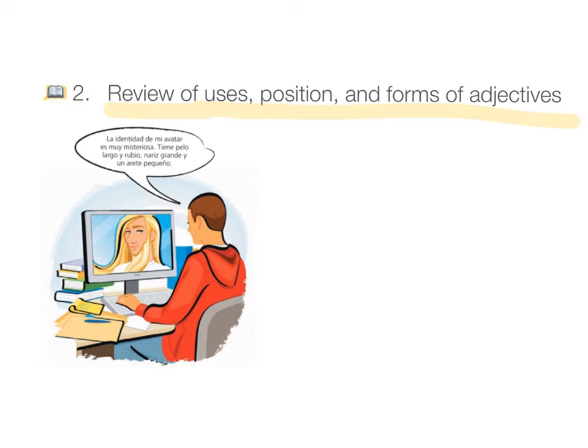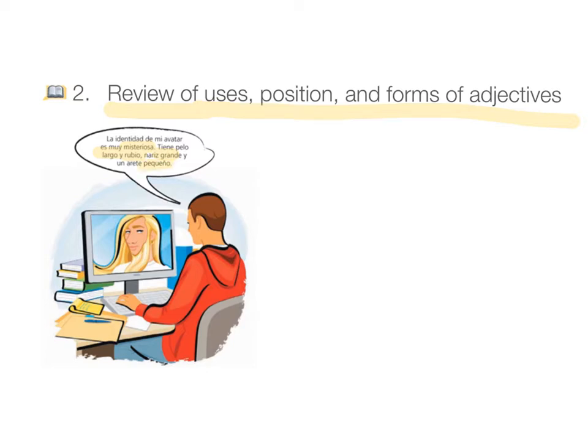Let's look at what this guy has to say to see what adjectives he used. La identidad de mi avatar es muy misteriosa. So he's identifying what his avatar's identity looks like. Tiene pelo largo y rubio. Those are both modifying the noun pelo. Nariz grande. Grande is modifying nariz. Y un arete pequeño. Pequeño is modifying arete.